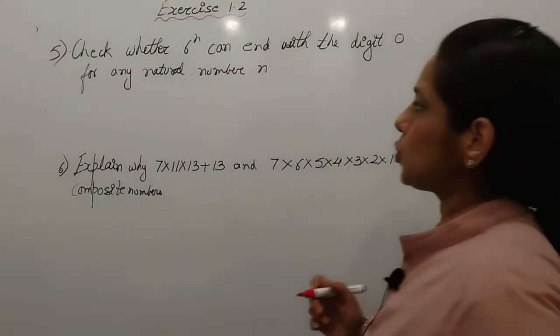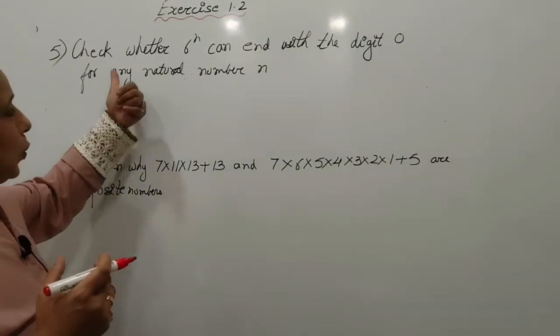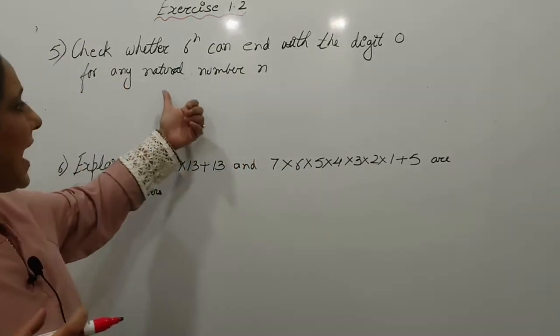Coming to the fifth question. Fifth question दिखने में बहुत अजीब है. Check whether 6 raised to n can end with the digit 0 for any natural number n.